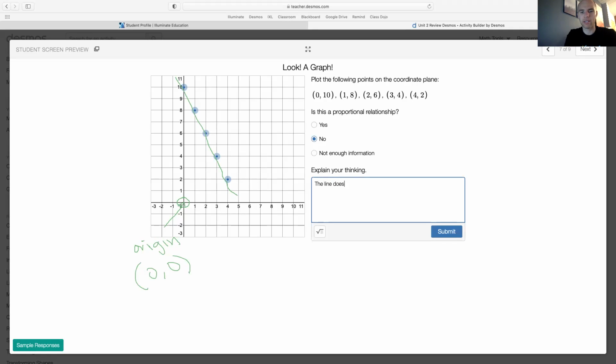The line does not contain the origin. When we talk about lines on graphs touching specific points, we like to use the word contain. Simple as that. That's all I need to see. That's enough evidence for me.